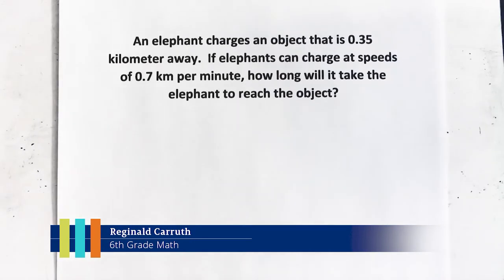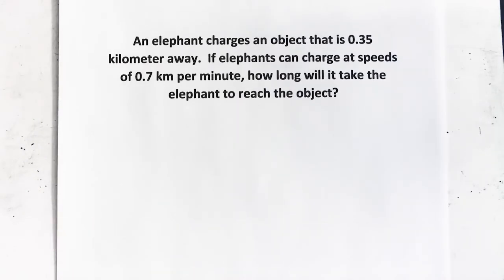Here is an example. An elephant charges an object that is 0.35 kilometers away. If elephants can charge at speeds of 0.7 kilometers per minute, or 7/10 kilometer per minute, how long will it take the elephant to reach the object? Use a fraction to set up a rate. Do we have the information for a unit rate?